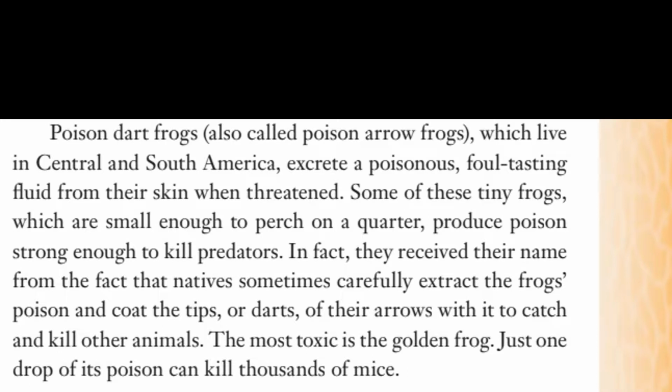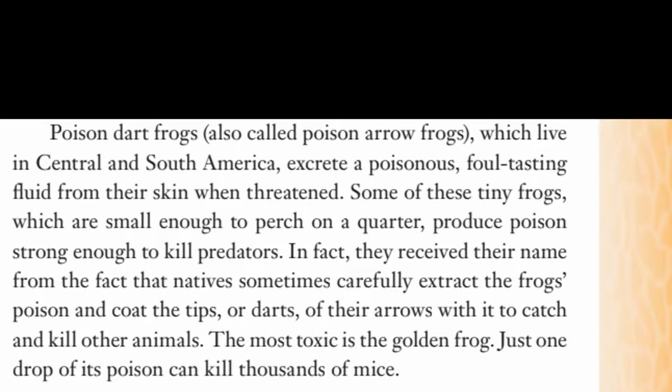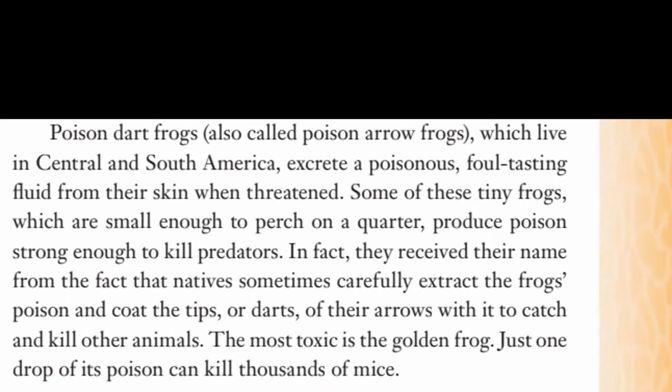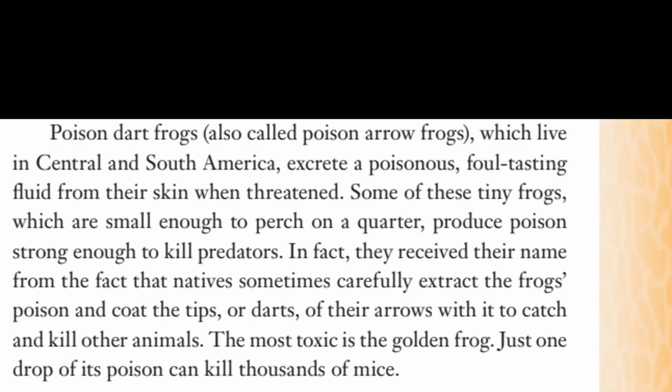Poison dart frogs, also called poison arrow frogs, which live in Central and South America, excrete a poisonous, foul-tasting fluid from their skin when threatened. Some of these tiny frogs, which are small enough to perch on a quarter, produce poison strong enough to kill predators. In fact, they receive their name from the fact that natives sometimes carefully extract the frog's poison and coat the tips or darts of their arrows with it to catch and kill other animals. The most toxic is the golden frog. Just one drop of its poison can kill thousands of mice.